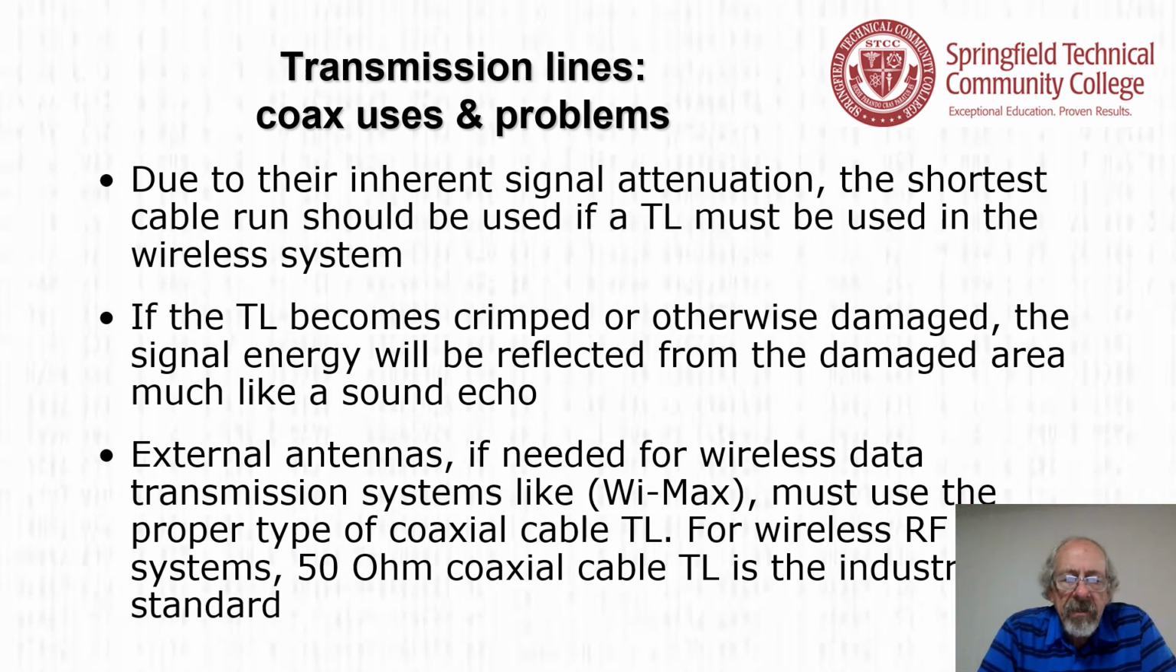So, where do we use transmission lines? Due to their inherent signal attenuation, the shortest cable run should be used if a transmission line must be used in the wireless system. If the transmission line becomes crimped or otherwise damaged, the signal energy will be reflected from the damaged area, much like a sound echo. External antennas, if needed for wireless data transmission systems like WiMAX, must use the proper type of coaxial cable transmission line. I think we mentioned this before. For wireless RF systems, a 50 ohm coaxial cable transmission line is the industry standard.